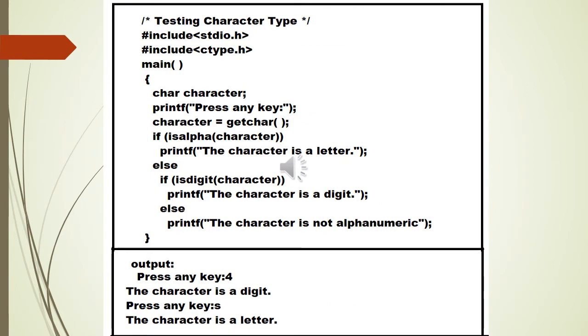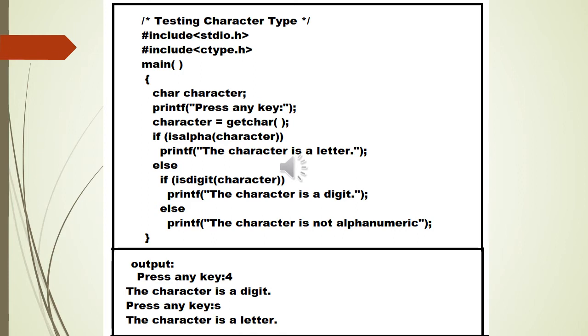Here we are using a comment line. It's very important: what is your program name, what you are doing, why you are writing this program. It is testing character type, so you can easily understand that this program is for testing a character type. #include <stdio.h>, because we are using getchar, printf and scanf as well. Next is #include <ctype.h>, because we are using the functions to check whether it is an alphabet, a digit, or some other character.